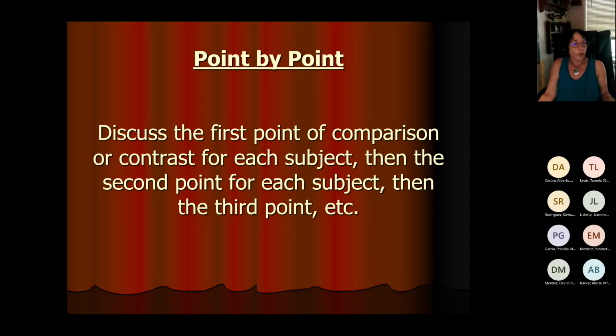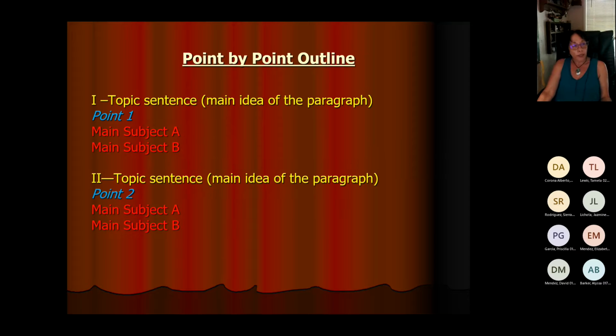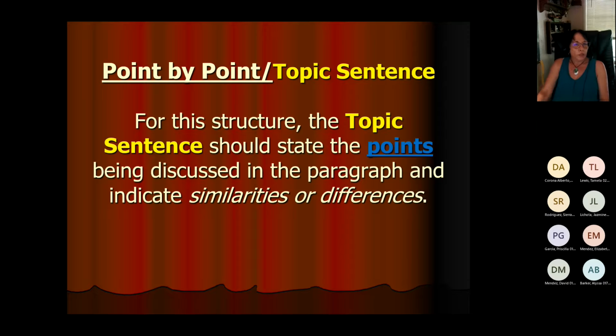So point by point goes back and forth between the two main subjects. And the way that it is organized is actually by the point of comparison or contrast. So first, point 1, discuss both main subjects, and then point 2, discuss both main subjects. And for the topic sentence, you have to put the points of comparison in there. And let's look at an example.